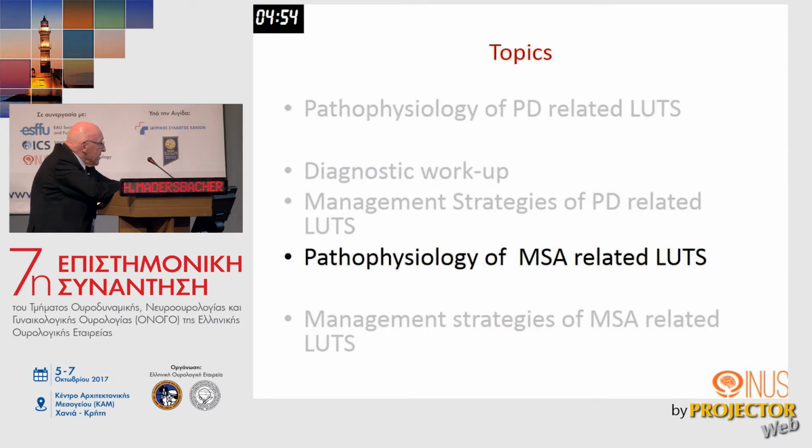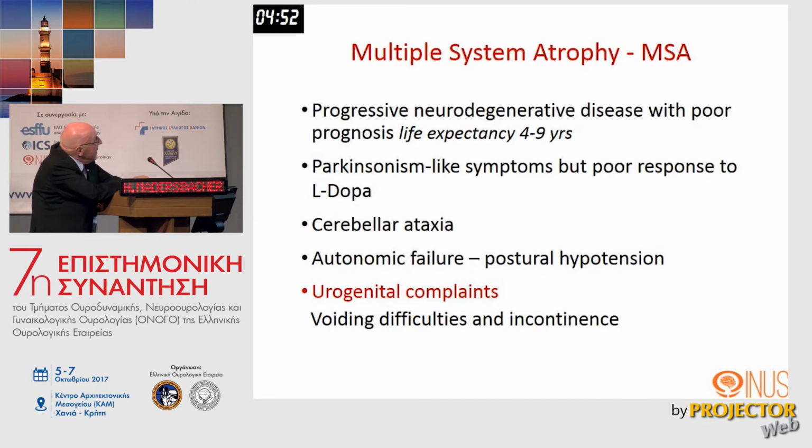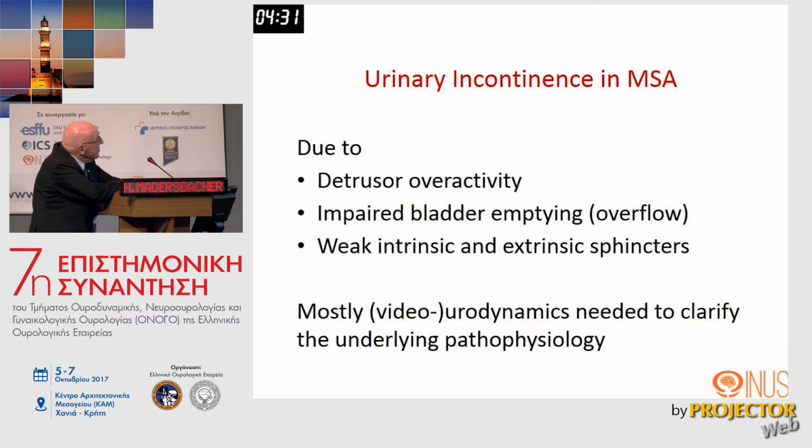Well, a few words at the end on MSA. MSA is a progressive neurodegenerative disease with poor prognosis of life. Why do I mention it here? Because it has Parkinsonism-like symptoms. But characteristically, they have a poor response to L-DOPA, goes along with cerebral ataxia, and especially with autonomic failure. And there are quite a variety of urogenital symptoms.